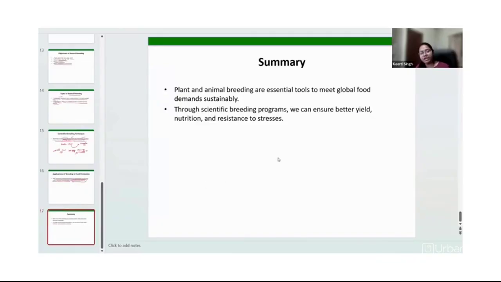Okay. So these two tools are used in what? To meet the global food demands. Using all the scientific techniques depending upon what kind of product we want, right? We are going to ensure better yield, better nutrition, and resistance to stresses.